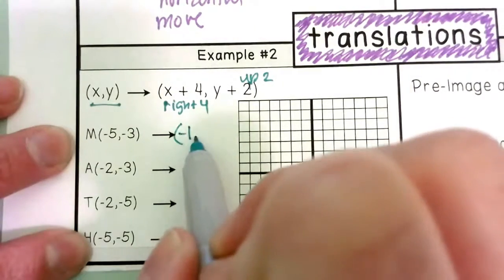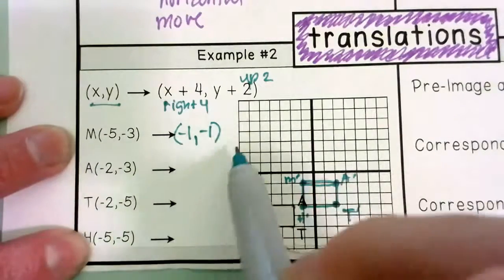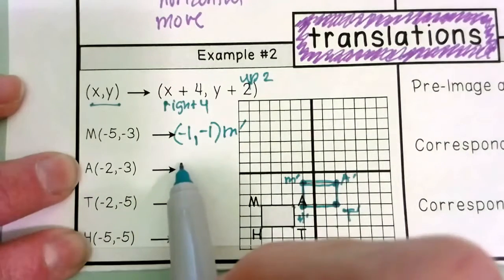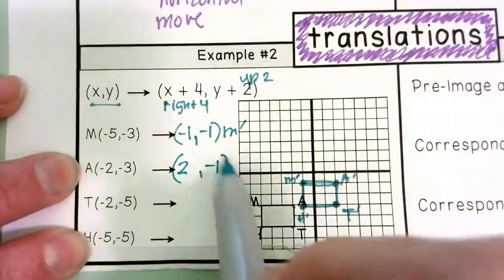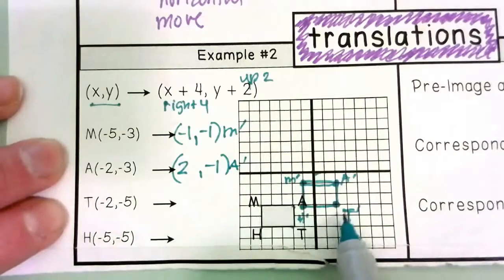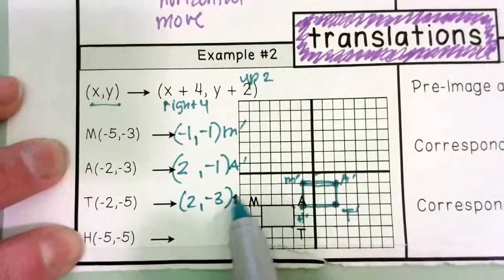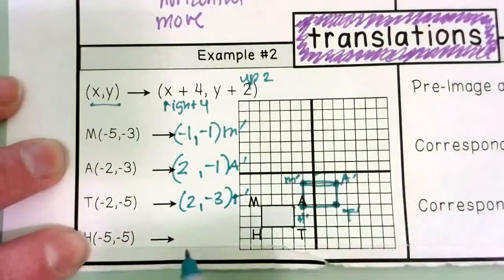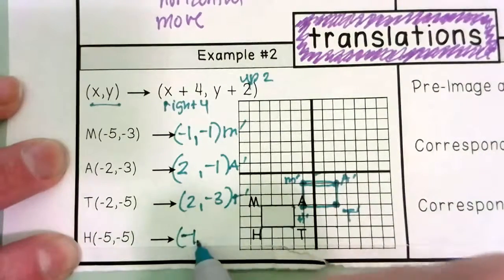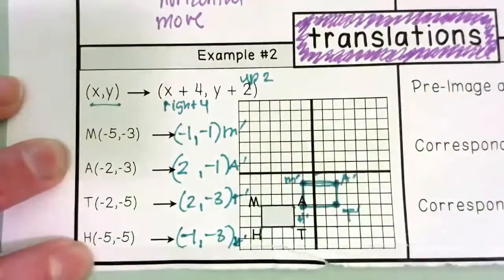So for M, we should be at -1, -1. For A prime, I should be at 2, -1, so A prime is correct. T, I should be at 2, -3. Go over 2, down 3, we're good. And then for H prime, I should be at -1, -3. -1, -3. So that's correct.